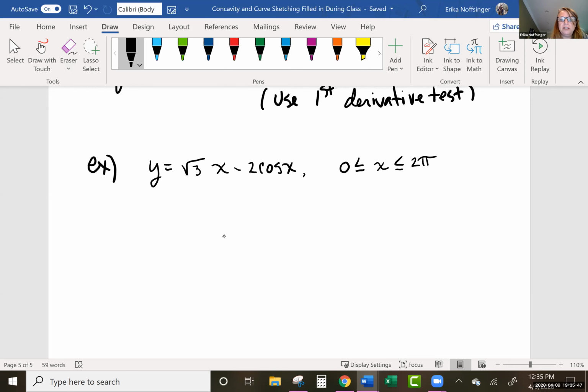And so I know my domain is all real numbers, and I can find out where it's increasing and decreasing by looking at the derivative. And so if I find the first derivative, well, the derivative of x is 1. And so this is just equal to the square root of 3 minus 2 times the derivative of cosine of x. And so the derivative of cosine of x, that one was negative sine x. So we have root 3. Well, negative 2 times negative sine x is positive 2 sine x.